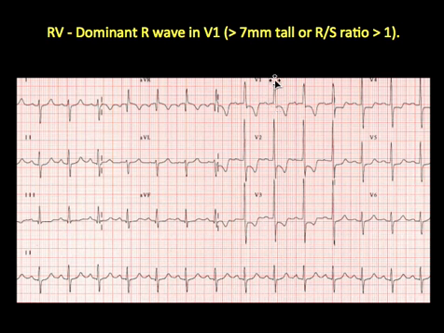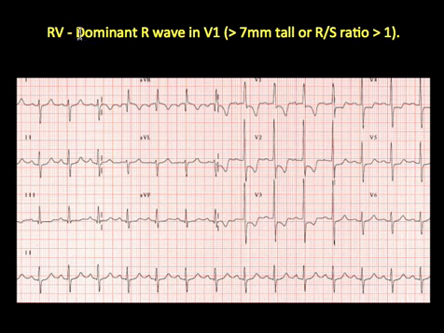Or if it is more than 7 small boxes or 7 mm tall, it is again suggestive of right ventricular enlargement. Or if the R by S ratio is more than 1, you can calculate the R in V1 and the S in V1. Then you can divide them, and if you get a number which is more than 1, that is suggestive of RVH.